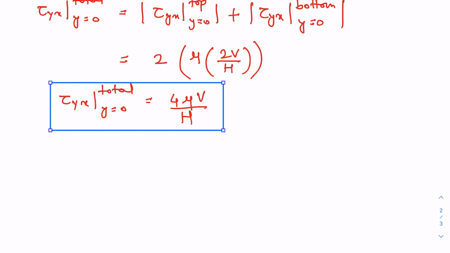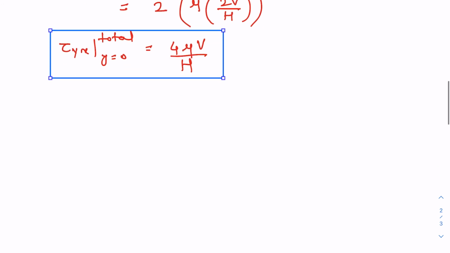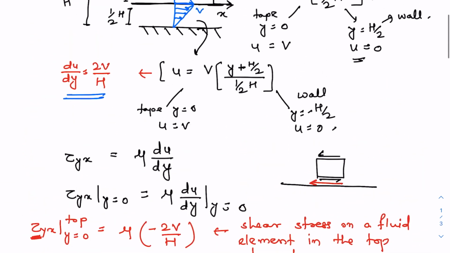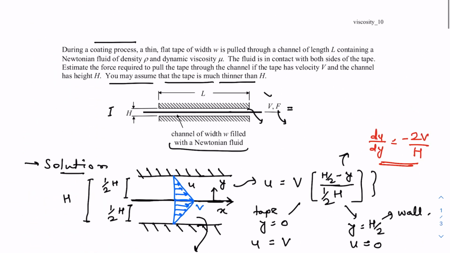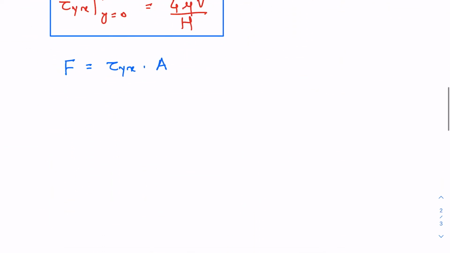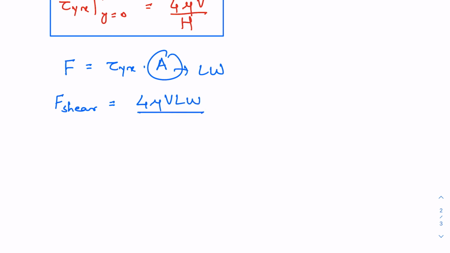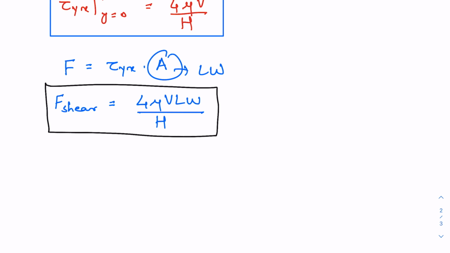So now if we want to find out the total force, force is nothing but tau, the shear stress, multiplied by the area, and the area here is given because the length of this channel and the width w is given. So the area is just length times the width, and then the shear force acting on the tape comes out to be 4 mu v L W divided by H. So this is the expression for the shear force acting on the tape.